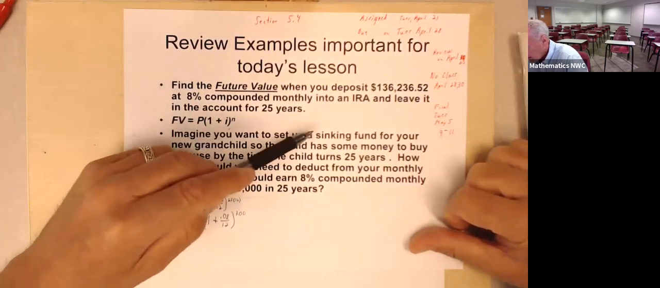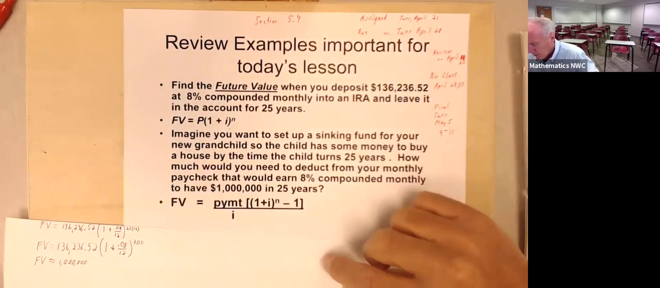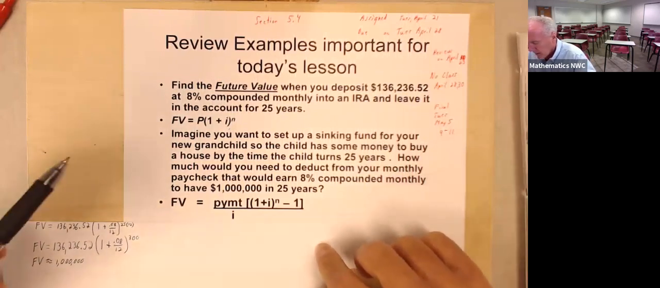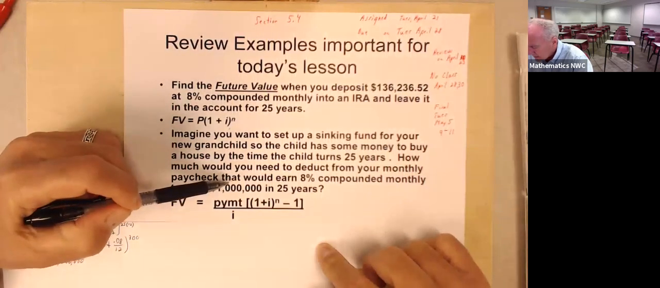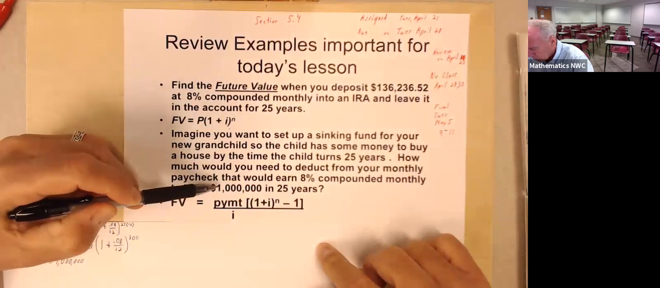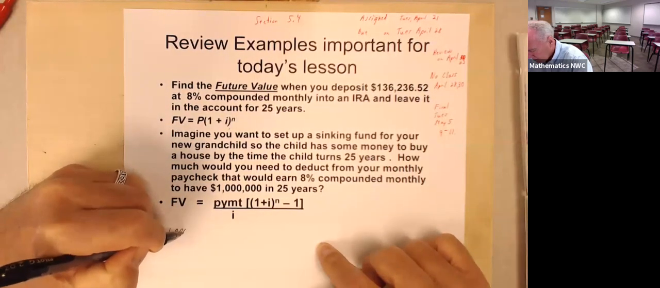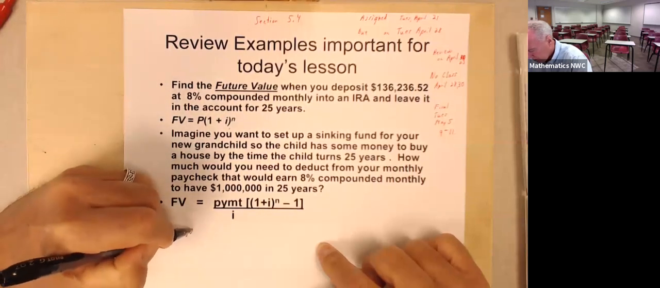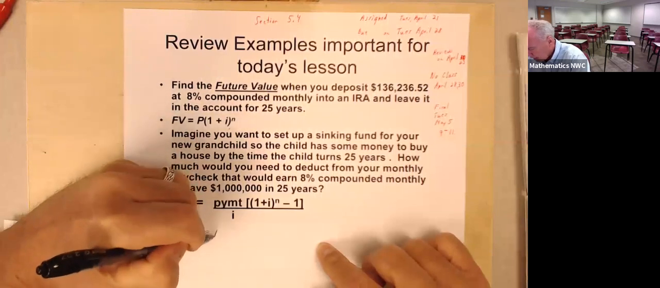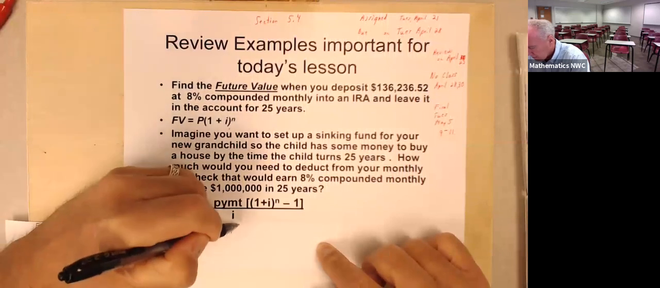This is known as a sinking fund, okay? That formula, you recall, was this one right here. We want this sinking fund to produce a future value of $1 million. So that future value, we're looking for the payment that I would have to deduct.